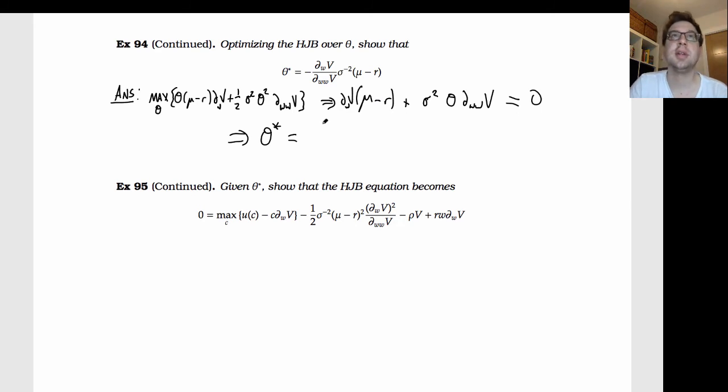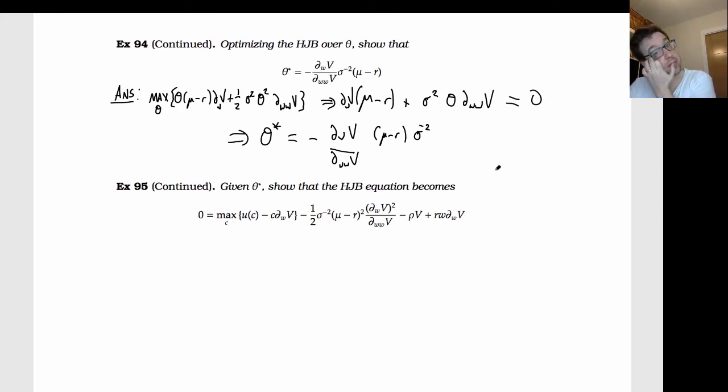Then we just rearrange, and we get that theta star is equal to, moving this onto the other side, a minus the partial derivative of V times mu minus r times sigma squared to the minus 1, and then I'm going to divide out by the second derivative as well. And that's as required.